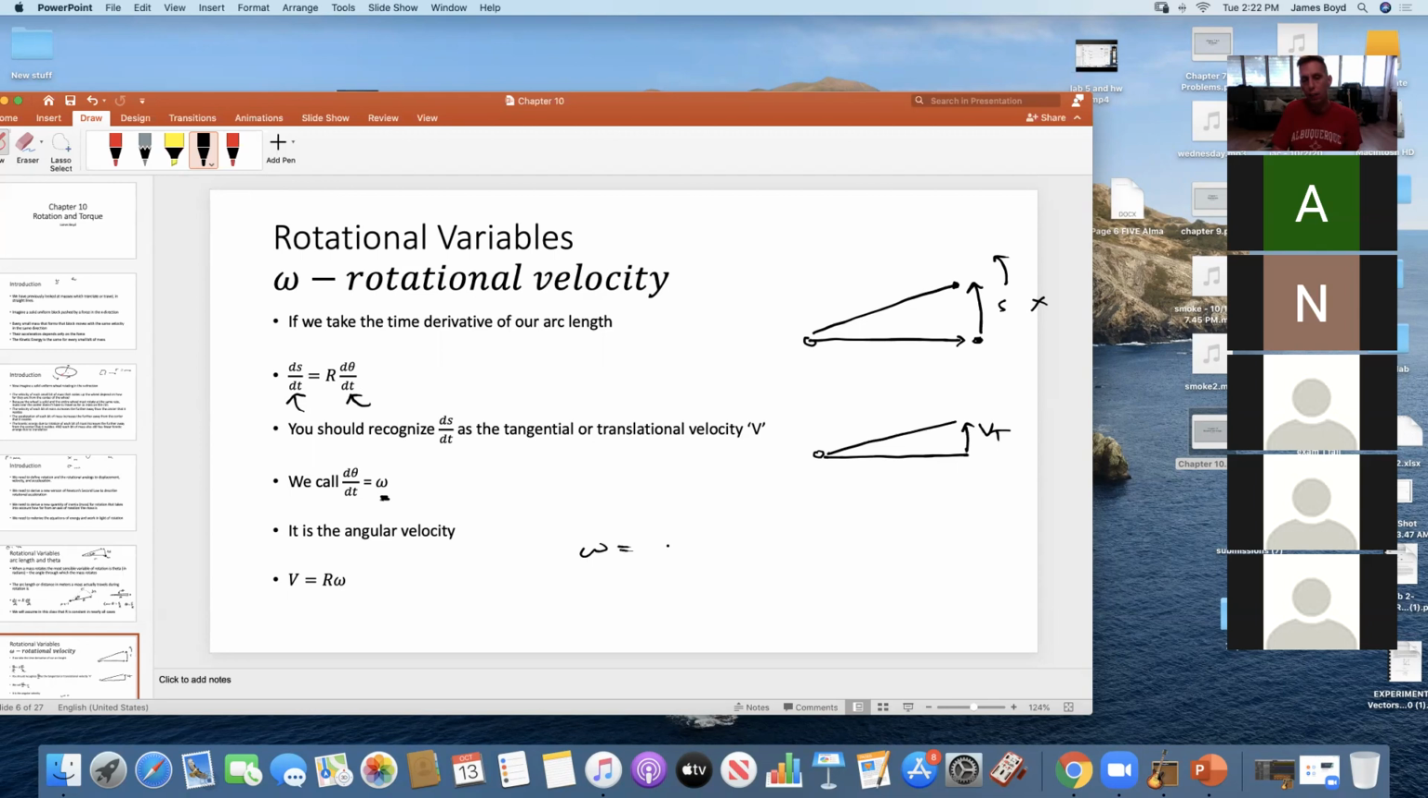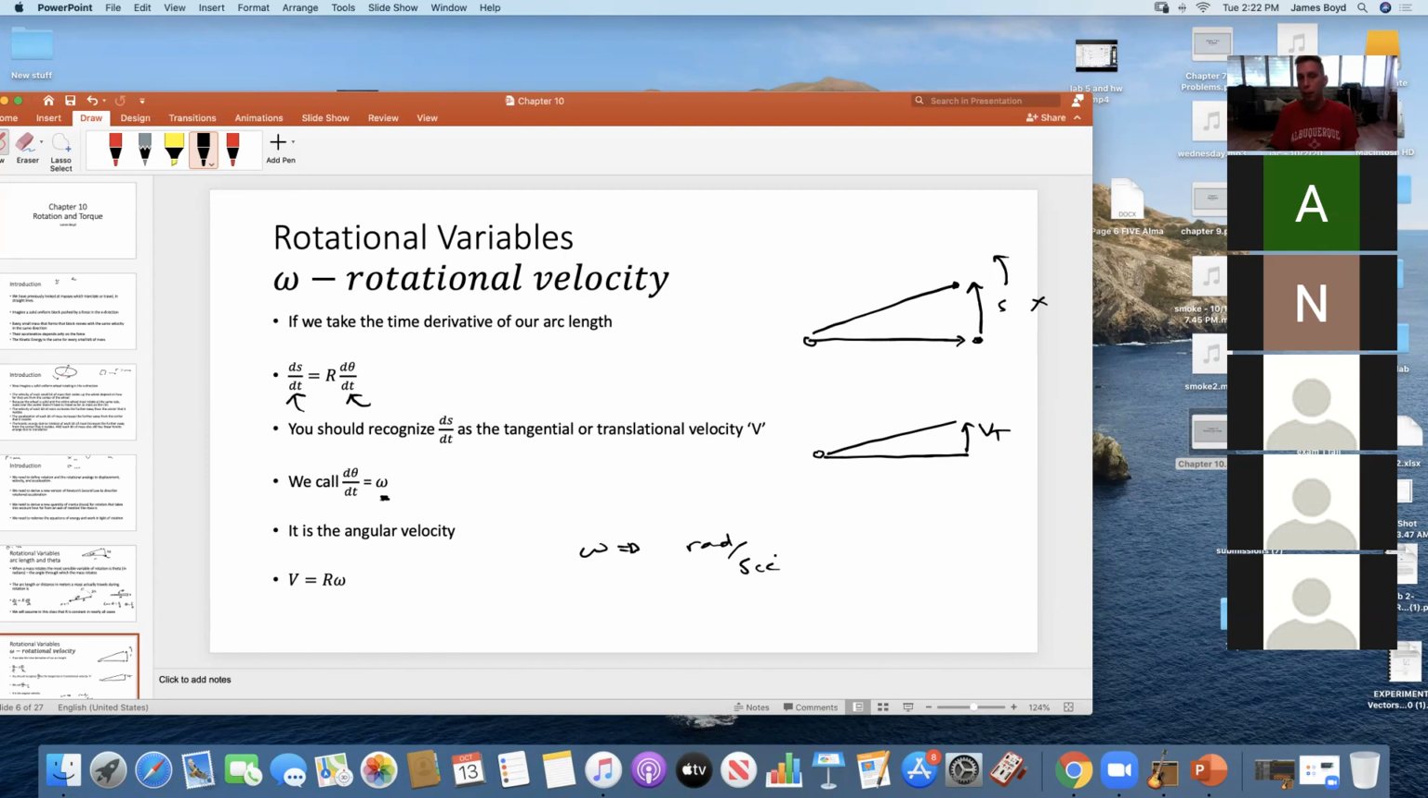We call d theta dt omega, this w. Omega has units of rads per second. I cannot stress this enough. Rads are numbers, but they are not units. So omega, unlike translational velocity in meters per second, is just rads per second. It's just 1 over seconds.